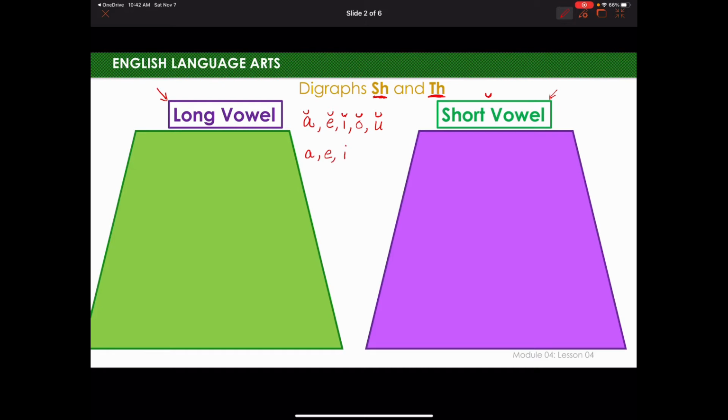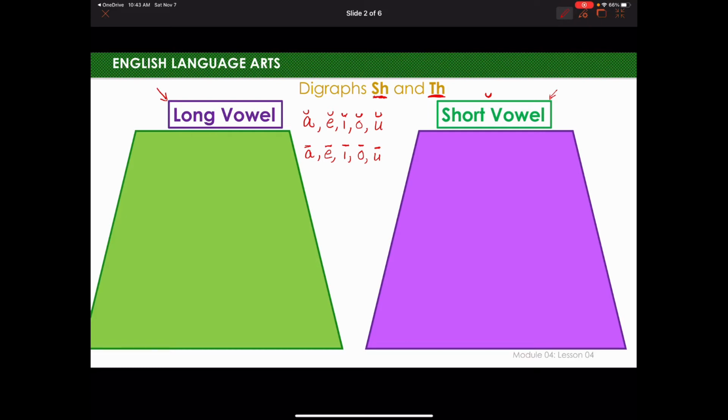So then we have our long vowel sounds. And long vowel sounds can be shown with a line above the letters. But our long vowel sounds just make the letter say its name. So the long A sound is A. The long E sound is E. The long I sound is I. The long O sound is O. And the long U sound is U. All right, are you ready to hear some words?